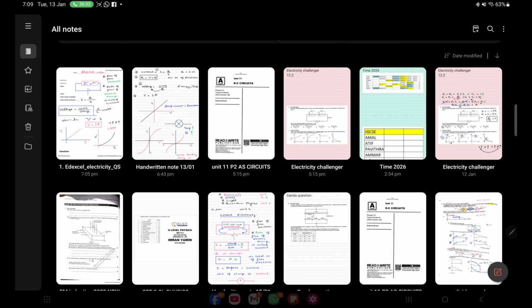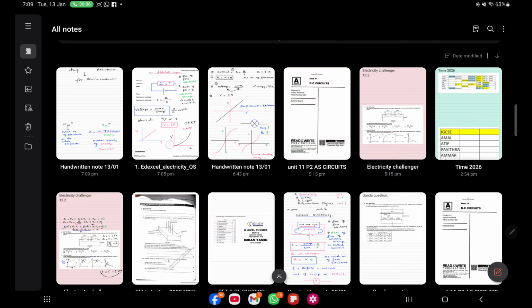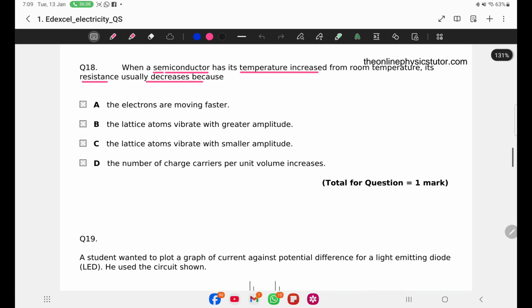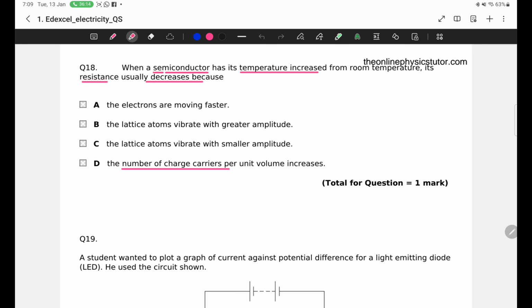Yes, this is called number density of charge carrier, and I specially show this term in your marking scheme. Read this term, number of charge carriers per unit volume. Okay, this is number of charge carriers per unit volume, which is also known as number density of charge carrier.